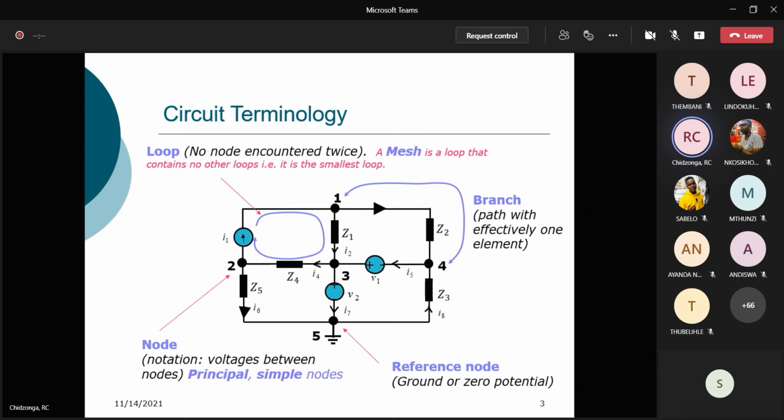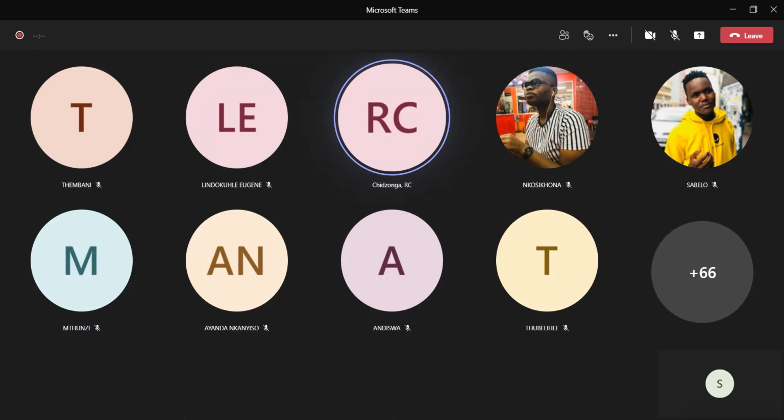Right? So let me unshare this one so that I can emphasize this by way of explaining. I'm looking for my OneNote.